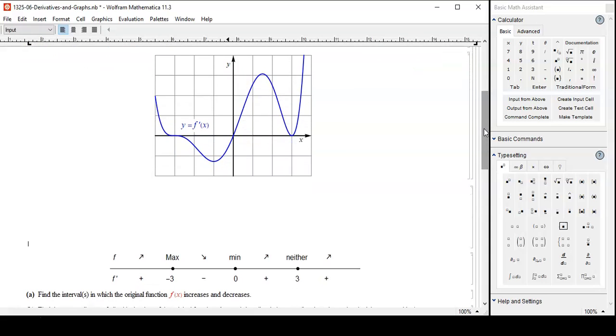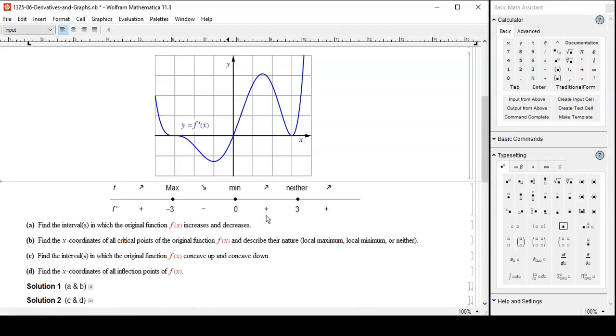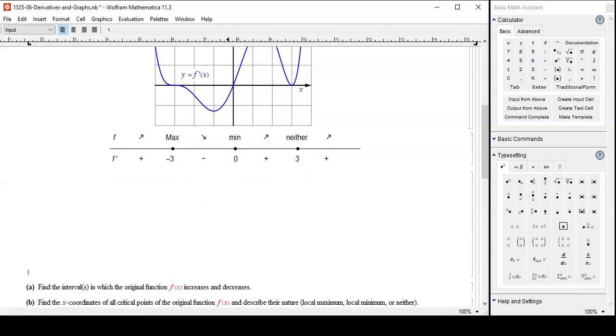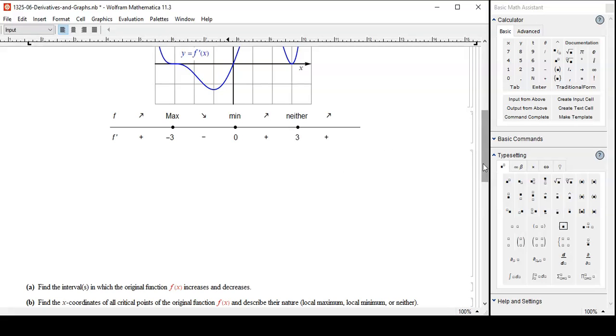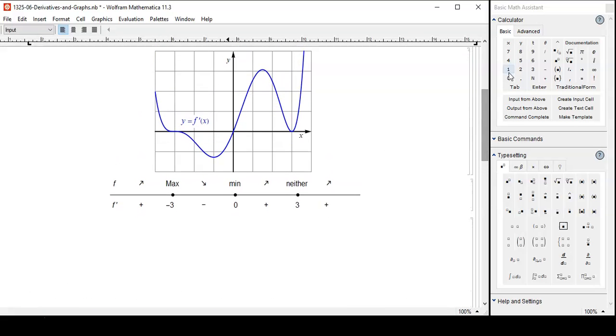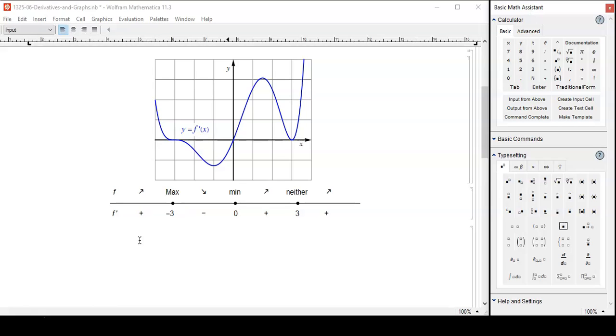This problem did not ask you to sketch the graph, but it is possible. Let me do it down here. You can do it like this. Follow the arrows: increasing, maximum, decreasing, minimum, increasing, pause, and keeps on increasing.